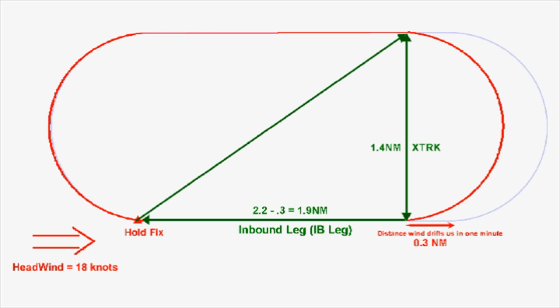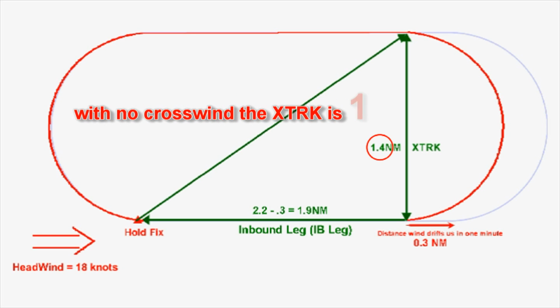For the airplane we are using in this demonstration, the zero wind inbound leg is 2.2 nautical miles. So with the 18 knot headwind, it will be 1.9 nautical miles. Now that we know the inbound leg will be 1.9 nautical miles, try to visualize the rest of the hold. Most likely you visualize it something like this, but this won't work. Here's why.